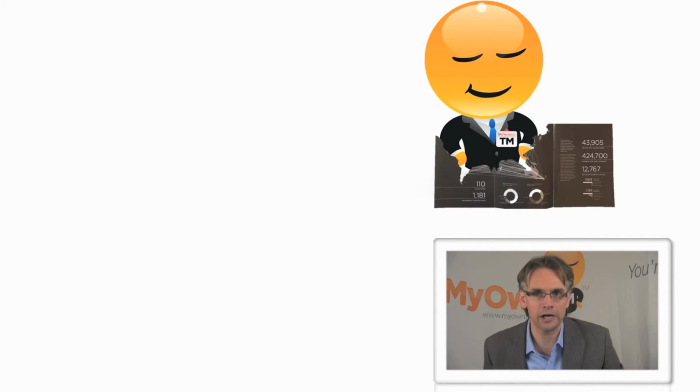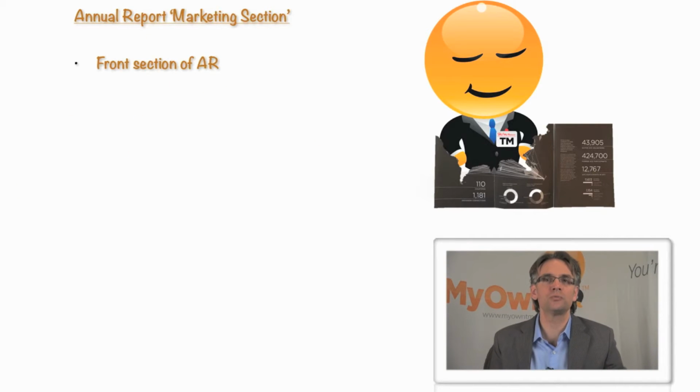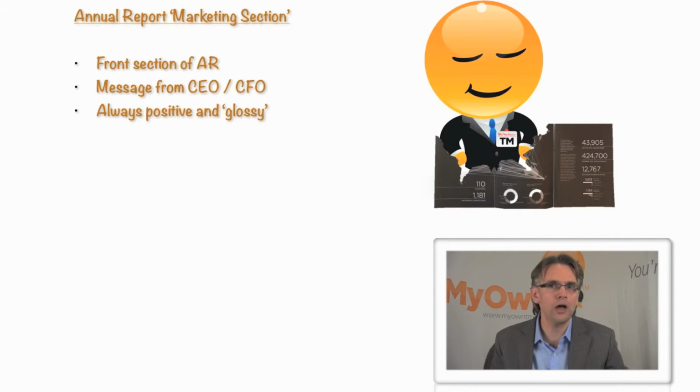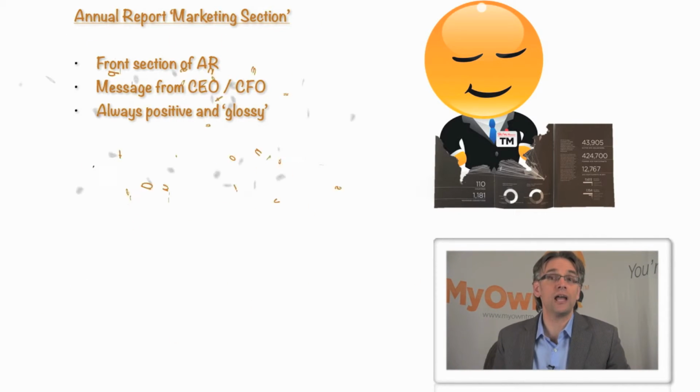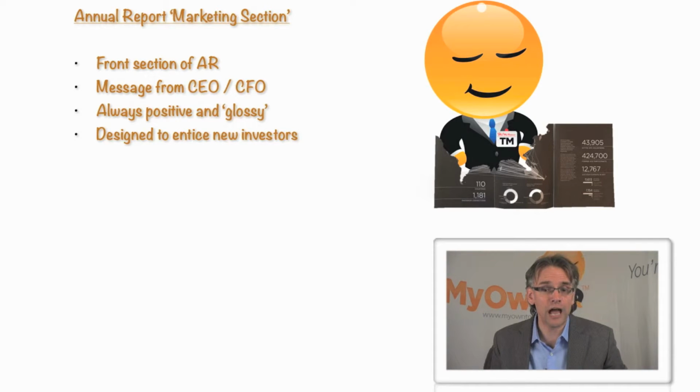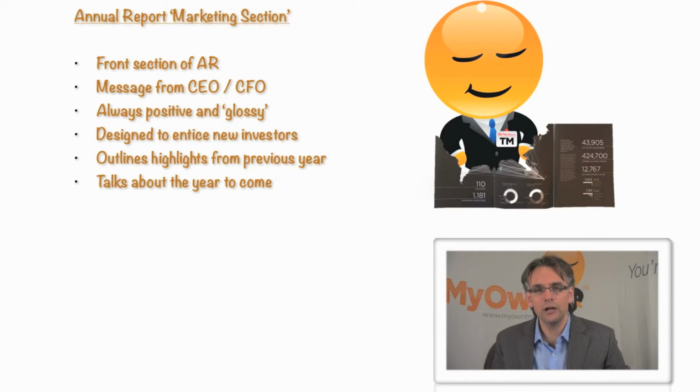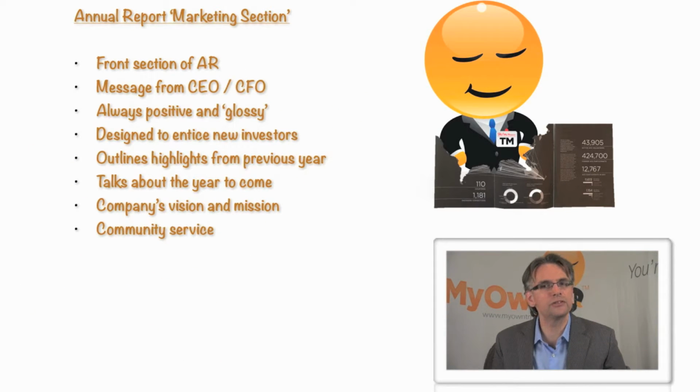The first thing you'll notice about an annual report is right at the front. This is what's known as the marketing section. It's a message from the CEO and/or CFO talking about the company's last 12 months. It's always positioned as very positive, very glossy. It's designed to keep existing shareholders happy, but also entice new investors in the company. It highlights the previous year and talks about the vision for the coming 12 fiscal months, I should say. It talks about the company's community service, employee relations, the economic impact from the company, and perhaps even government relations as well.